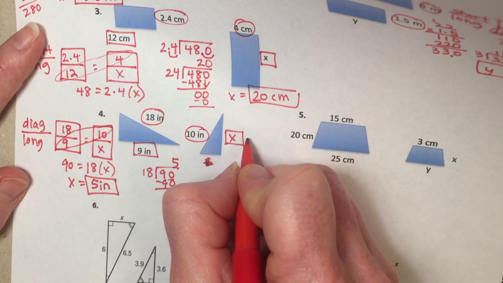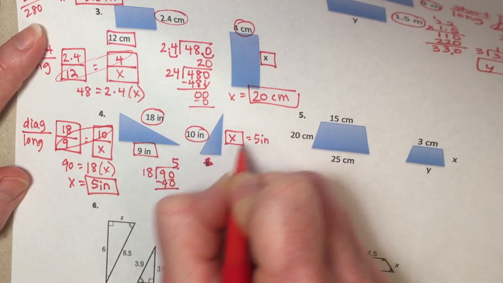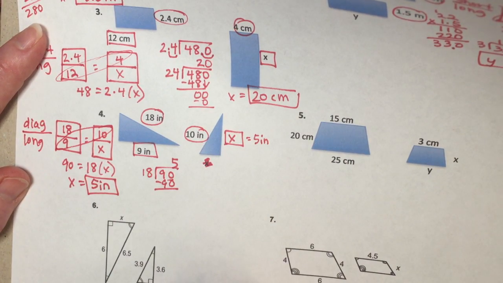But remember, x has to be this long side here. I can't actually solve this for the short side. I don't have enough information.